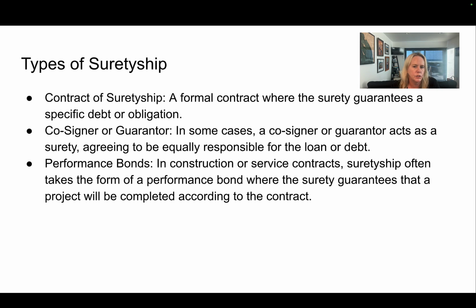Three types of surety. A contract of suretyship, where you have a formal contract where a surety guarantees to step in. A cosigner or a guarantor who acts as the surety to be responsible for the default if a default happens. And then in construction or service bonds, surety can take the form of what's called a performance bond, where the surety agrees that a project is going to be completed in accordance with a contract.